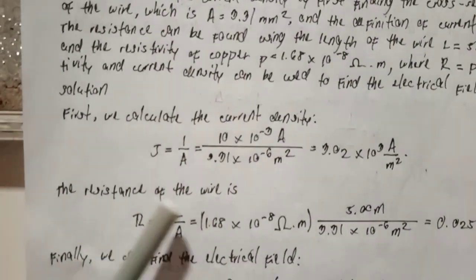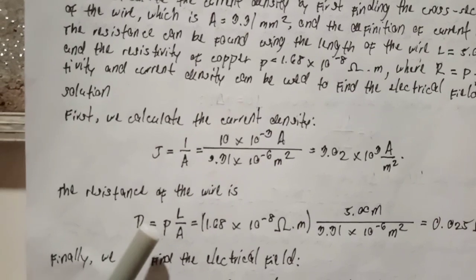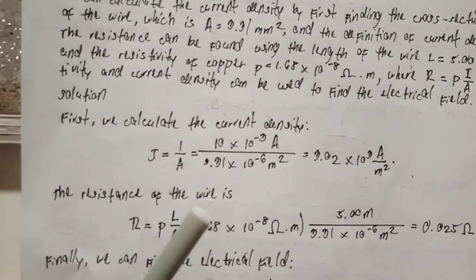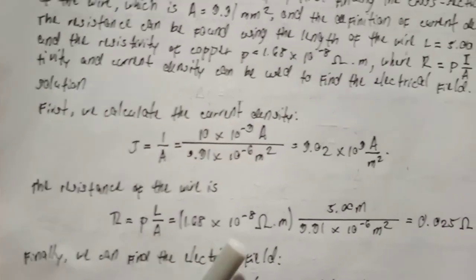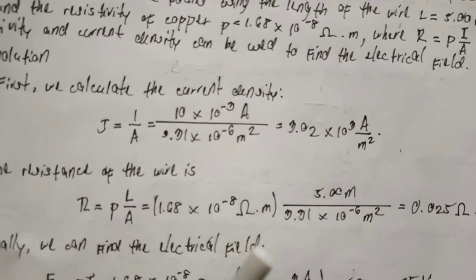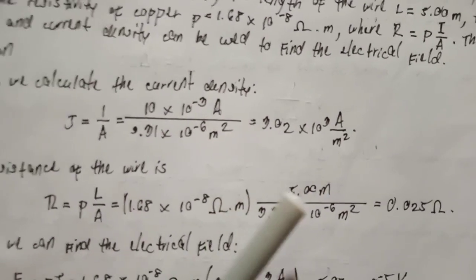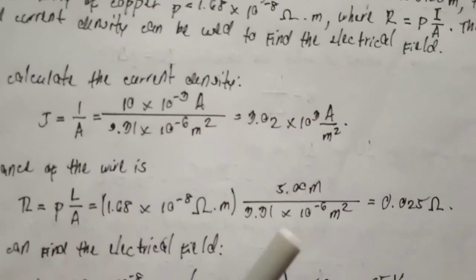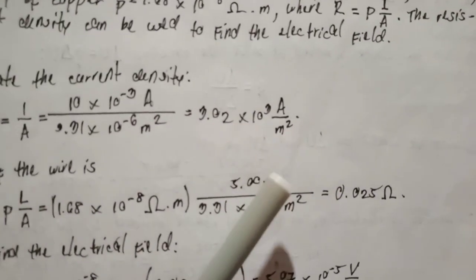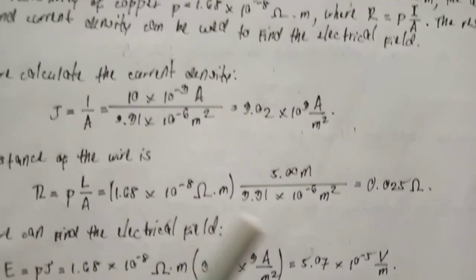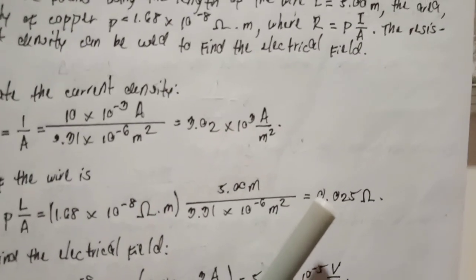The resistance of the wire, R, is equal to ρL over A, which is equal to the quantity 1.68 times 10 raised to the power of negative 8 ohm times meter, and 5 meters over 3.31 times 10 raised to the power of negative 6 meters squared. So we're going to substitute. So this is the answer, 0.25 ohm.